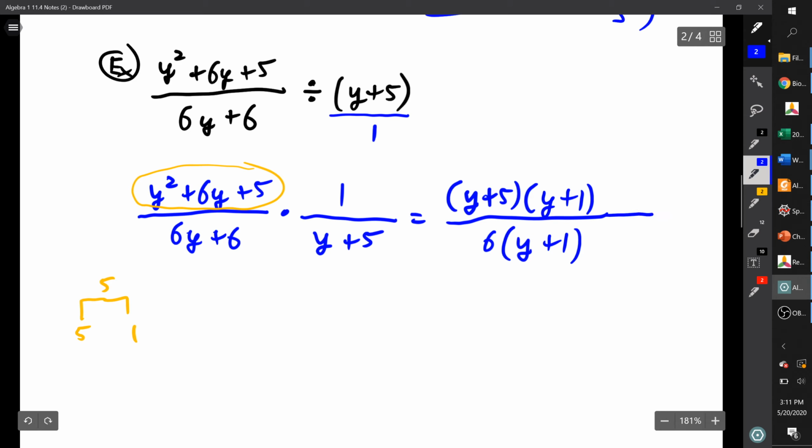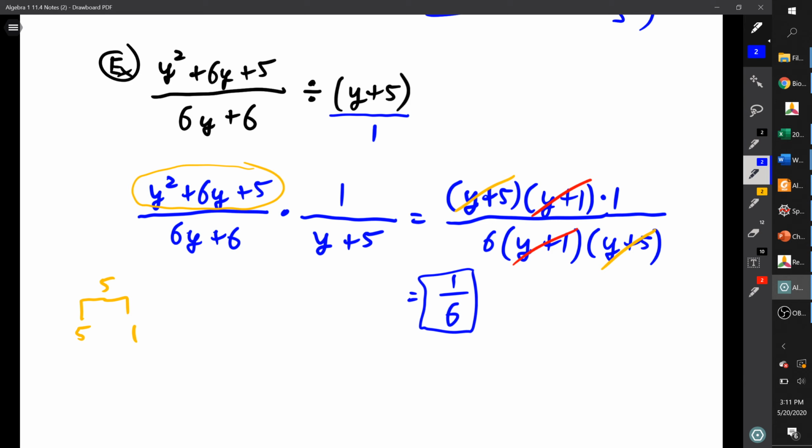And then what do I have in the top? I have a times 1. And what do I have in the bottom? I'm multiplying by a whole y plus 5. Okay, so let's look at what cancels. y plus 5 over y plus 5, that cancels. y plus 1 over y plus 1, that cancels. And I'm left with 1 over 6, 1/6.